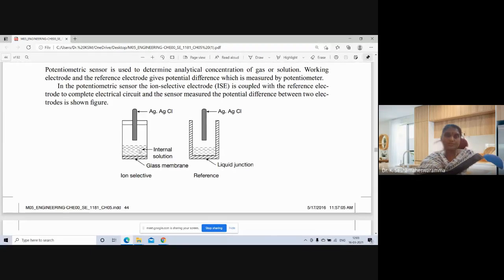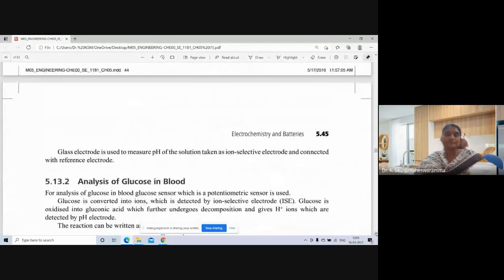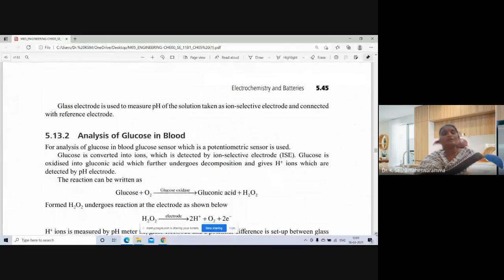So this is the solution, here the glass membrane, and here the liquid junction. Previously we discussed many times that the glass electrode is used to measure the pH of the solution, taken as an ion selective electrode and connected with a reference electrode.